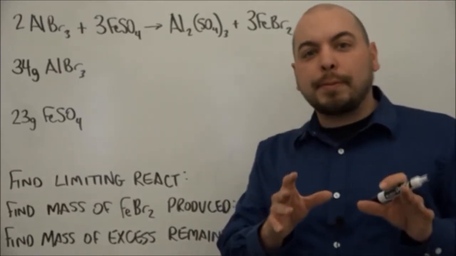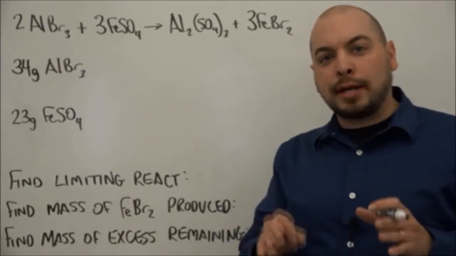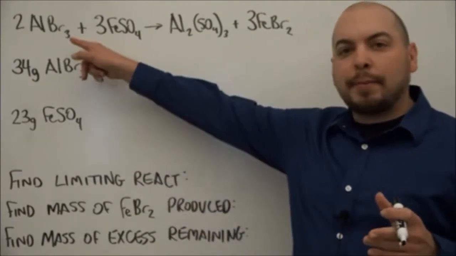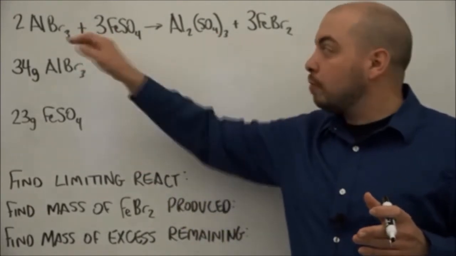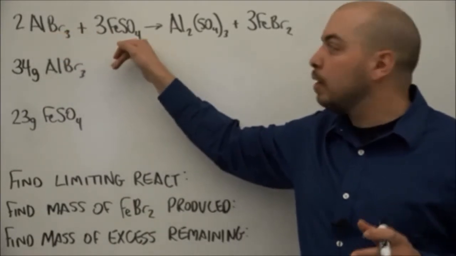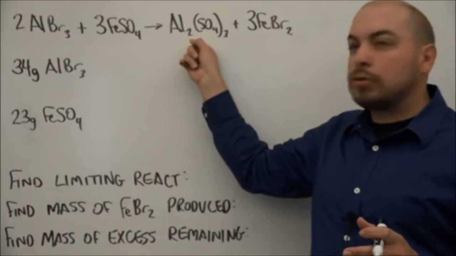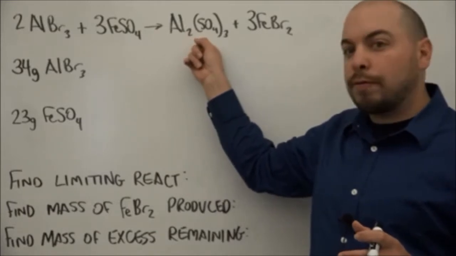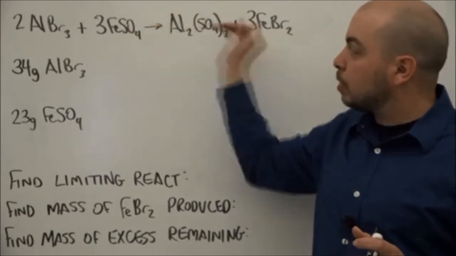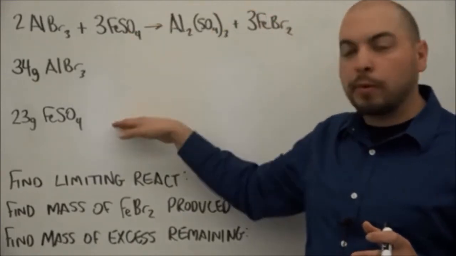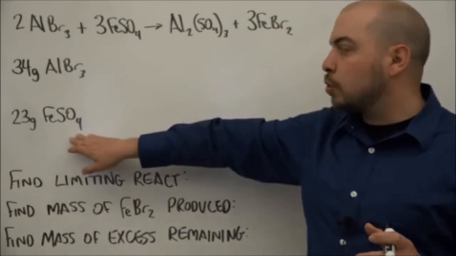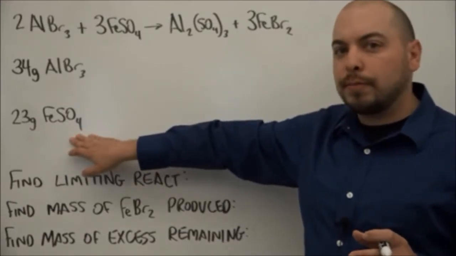So now let's do an example problem which actually has a three-part answer. First of all, let's see what we're dealing with. We have a chemical equation which is already balanced, where 2 moles of aluminum bromide react with 3 moles of iron(II) sulfate to produce aluminum sulfate and iron(II) bromide. Now, this is already balanced, so let's take a look at what we're given. We've got 34 grams of aluminum bromide and 23 grams of iron(II) sulfate.